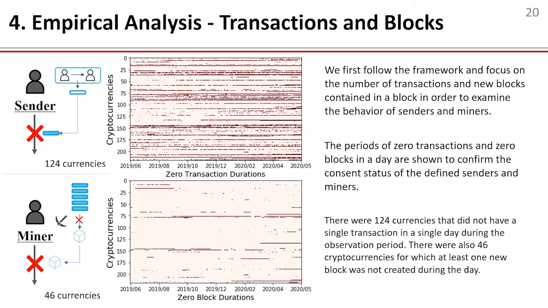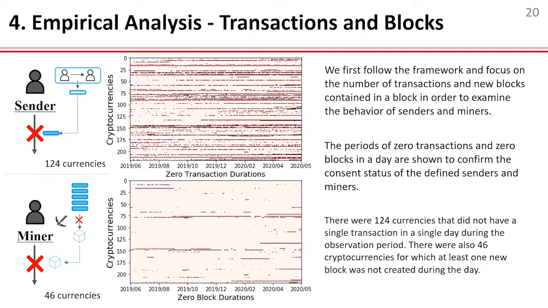First, we followed the framework and focused on the number of transactions and new blocks contained in a block to examine the behavior of the sender and the miner. The periods of zero transactions and zero blocks in a day are shown in this figure. The white area indicates a period where more than one transaction or block was identified in a day, and the black line indicates a period of zero transactions or blocks in a day.